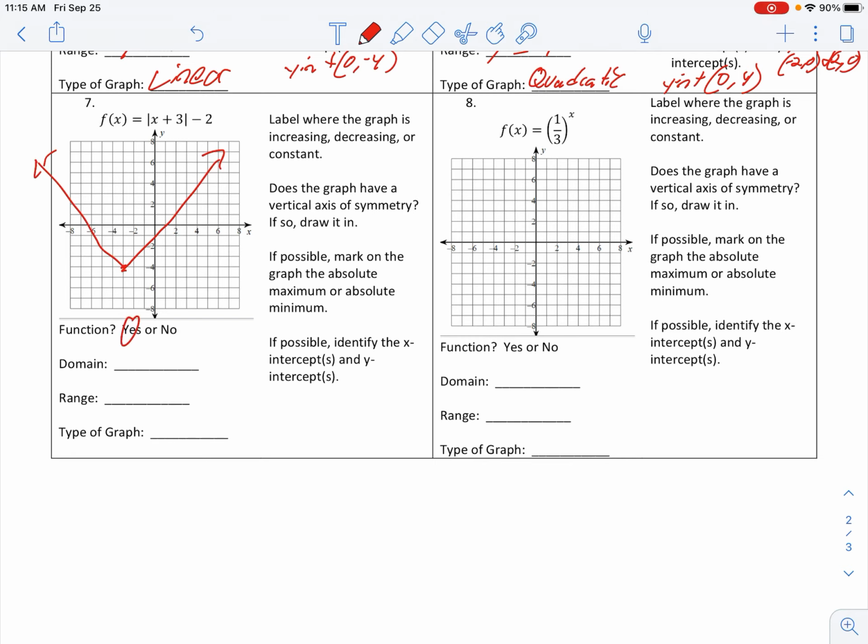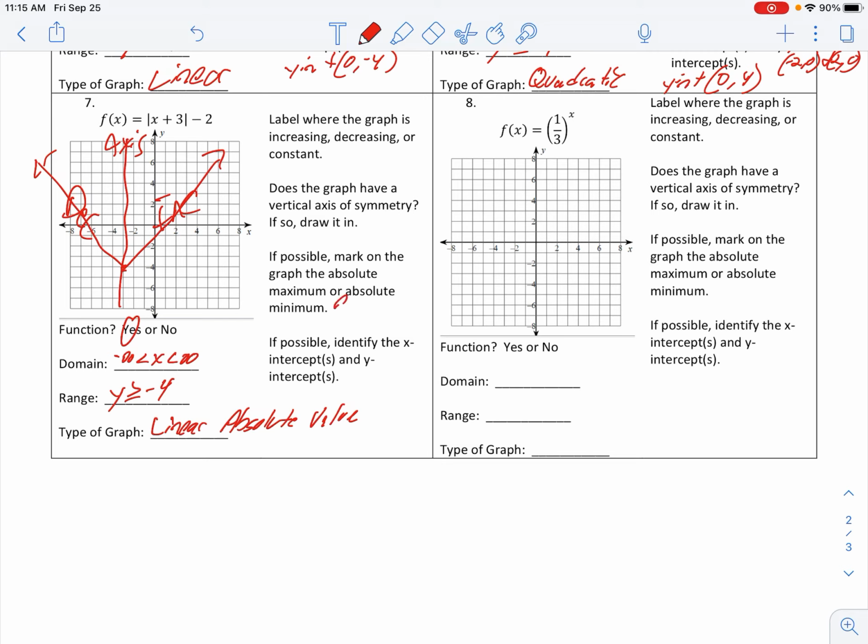It is a function because it's opening to the left and to the right. The domain is everything. The range, though, is everything above -4, including -4. So that's why I said greater than or equal to. It is, again, an absolute value, a linear absolute value, because this is made up of 2 lines, and we'll talk about other ones down the road. It is decreasing, it is increasing. We have a vertical axis of symmetry right here.